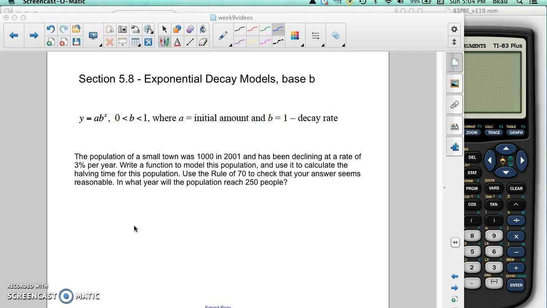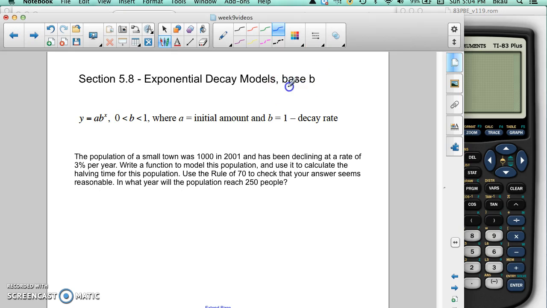Hello, and in this video we're going to be looking back at exponential models with base b. We're still looking at exponential models in base b, but in this case we're looking at decay models. The formula itself is the same: y equals a times b to the x, but in this case b is not going to be greater than 1. It's going to be between 0 and 1.